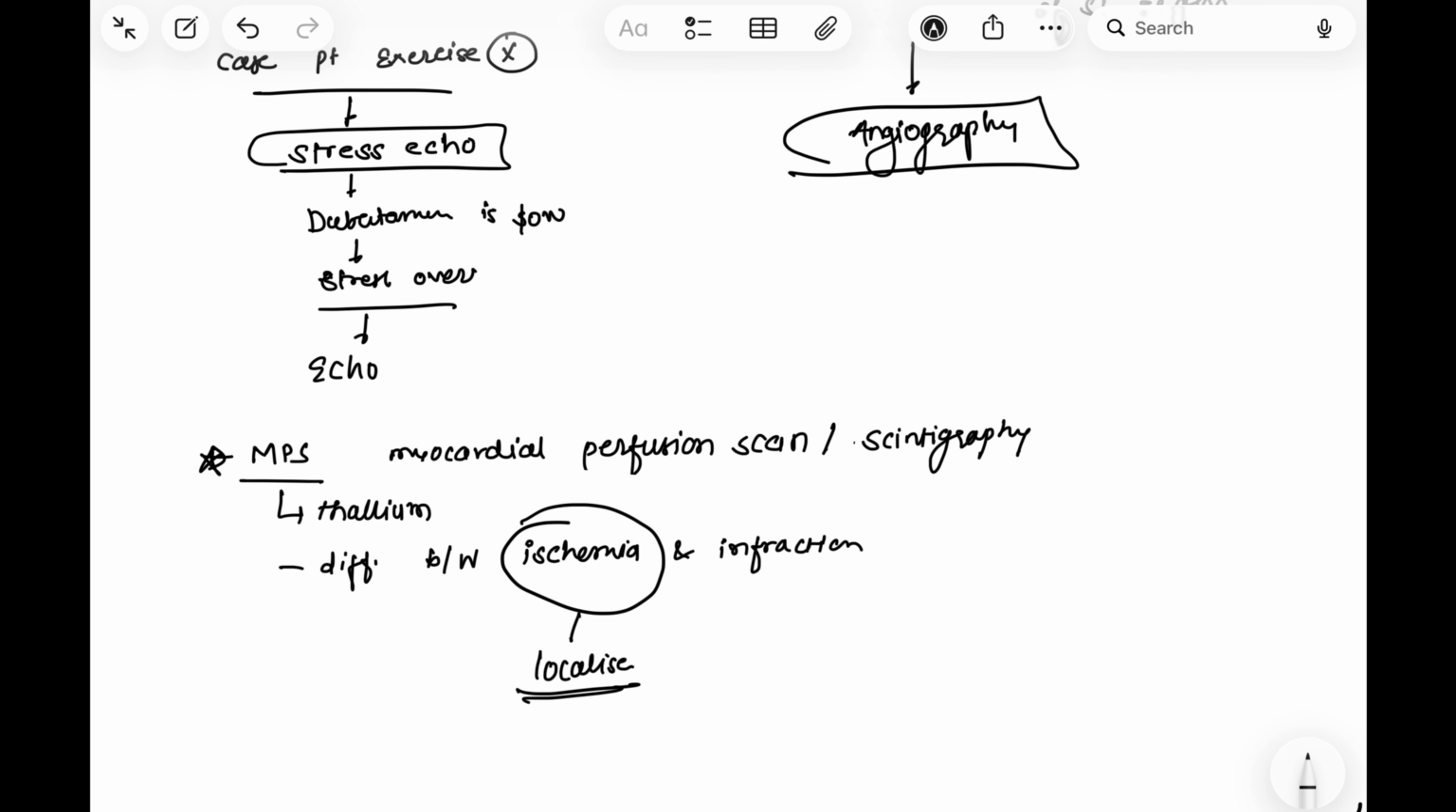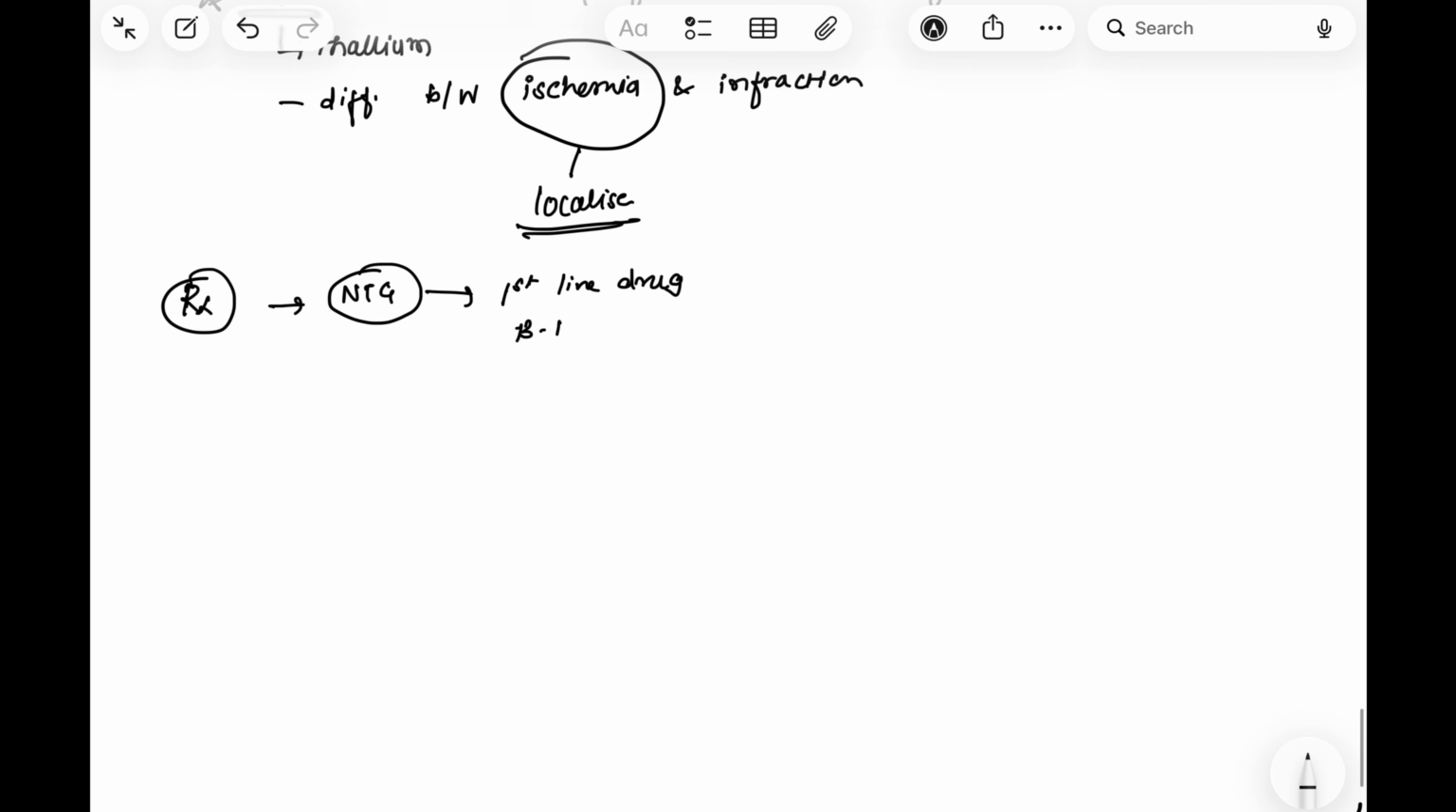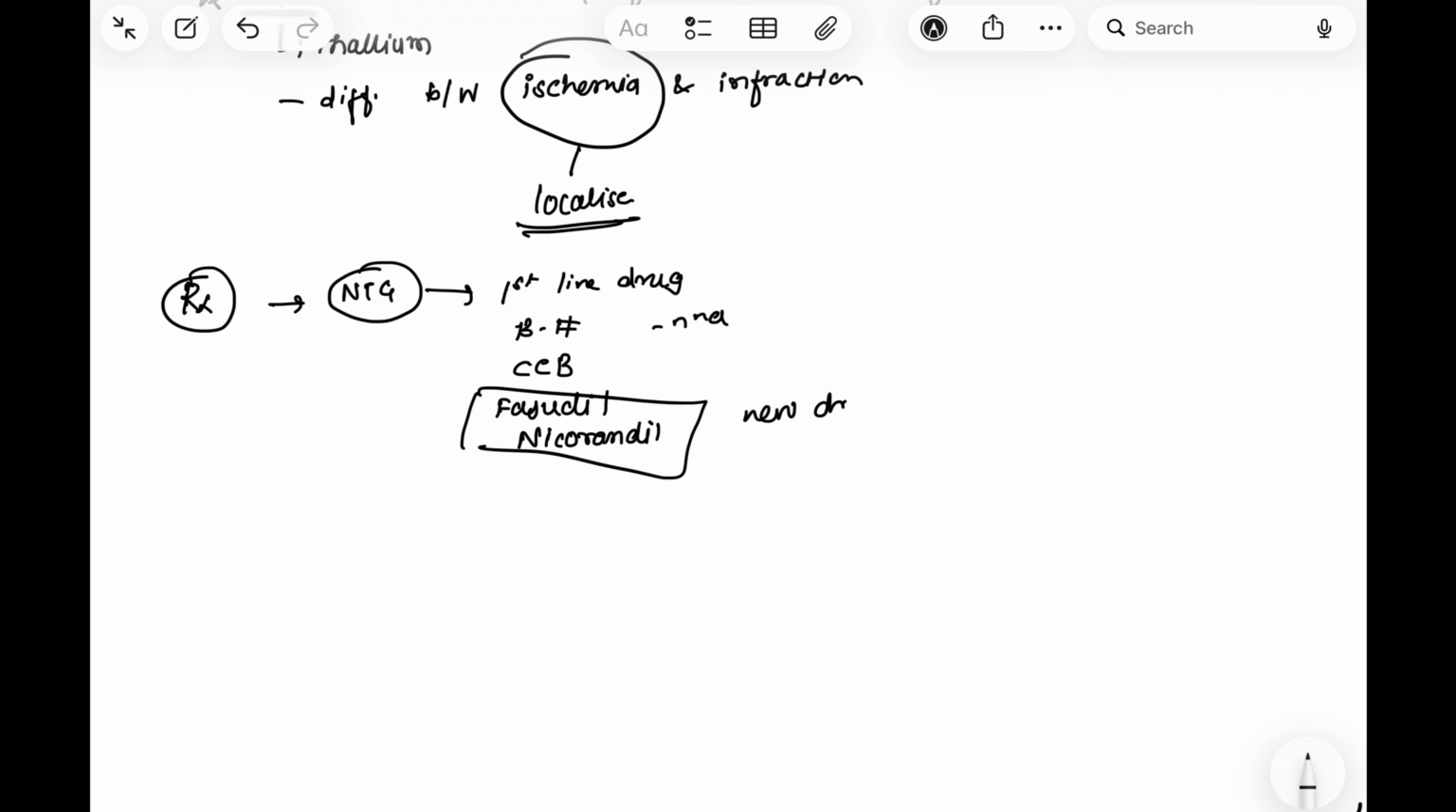Now what are the treatment modalities that we have for unstable angina? The first treatment option is NTG. Unstable angina is always very responsive to NTG. So NTG is the first line drug. Then we can use a beta blocker as a second line. Then we can use a calcium channel blocker. There are a few new drugs like fasudil and nicorandil. But as of now, the first line drug for unstable angina is NTG.